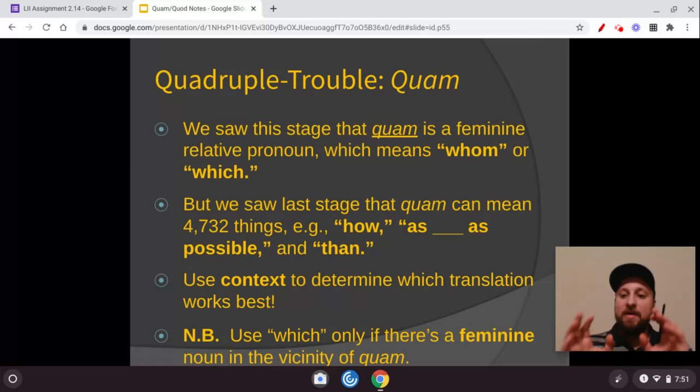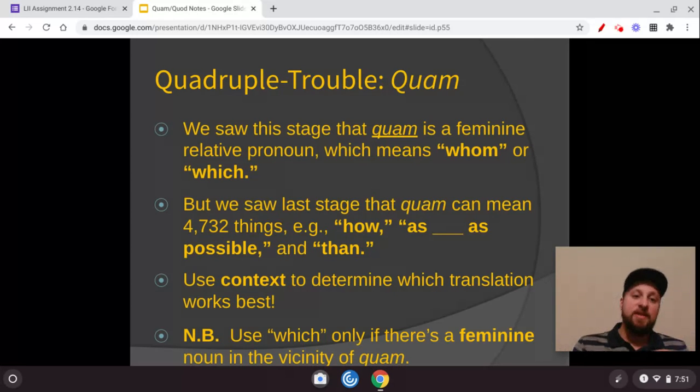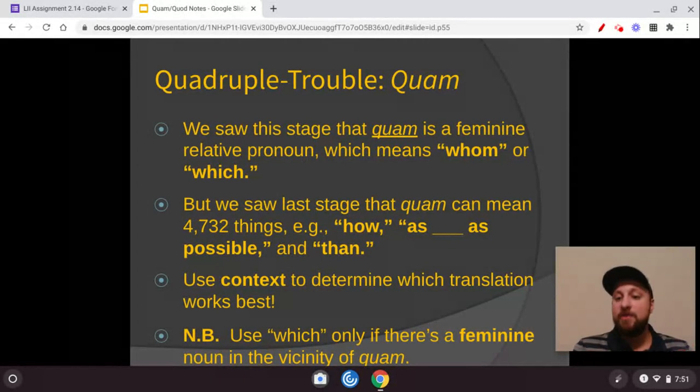If there is a feminine noun for quam to refer to, just like if there's a neuter noun for quod to refer to, you should pick whom or which. If not, it's one of those other translations. Use the context is my best advice for you.